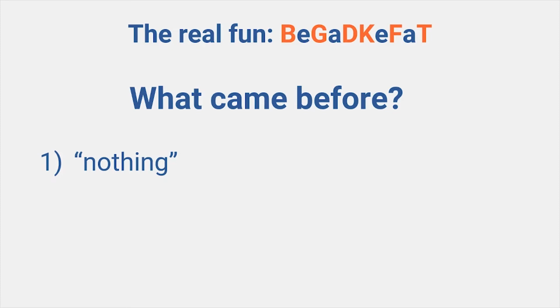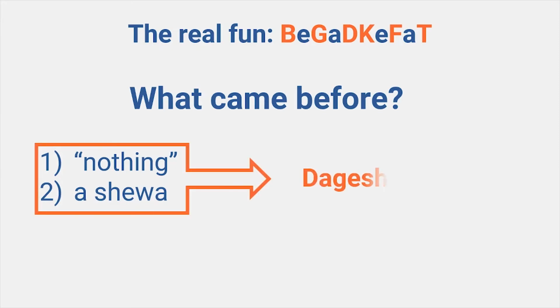Option 1. Nothing. Absolutely nothing. This is the first letter of a completely new word. Option 2. A schwa. And if the answer is either 1, nothing, or 2, a schwa, then it is a Dagesh Lene, making the consonant hard.